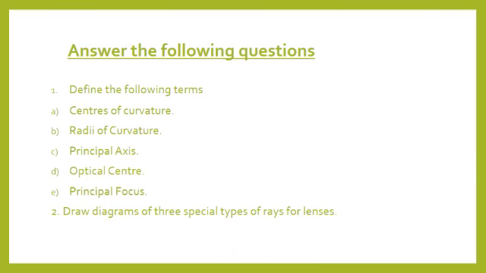Students, now you have to write answers to these questions in your rough notebook. Question number 1: define the following terms: centers of curvature, radii of curvature, principal axis, optical center, principal focus. And question number 2: draw diagrams of three special types of rays for lenses.